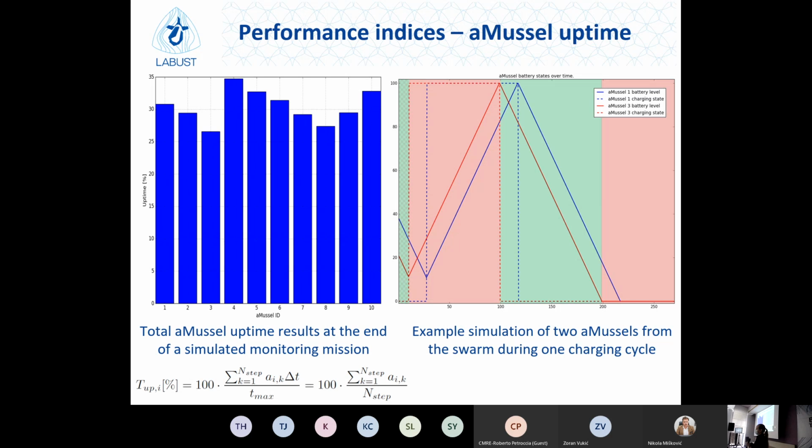Because significantly, while aMussels are charging, they cannot perform useful work because most of their sensors are on their top cap. For charging, they have to emerge and be on the surface. So we have to balance the time spent charging, which will ultimately prolong the aMussels' ability to perform work, but also this is a sort of wasted time, so to speak.